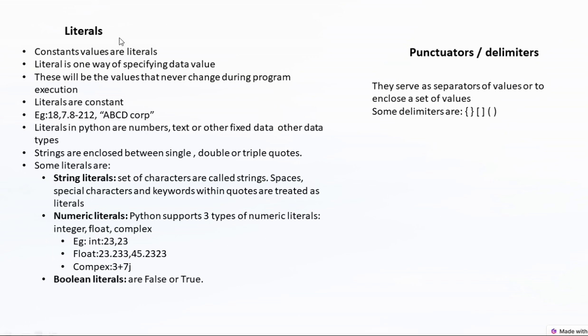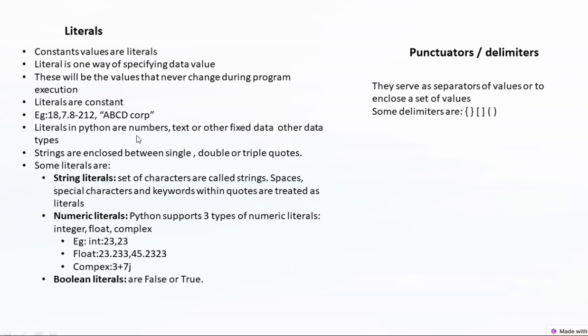Now, what are literals? Literals are constant values. Okay, so it is one way of specifying a data value. What are constants? Now, these constants are the values that can never change during your program executions. So basically, what's the definition of literal? Literals are constants. Example 18, 7.8. You can also have a string within quotes that can also be a constant.